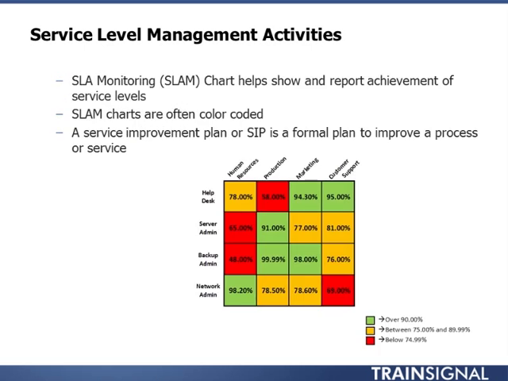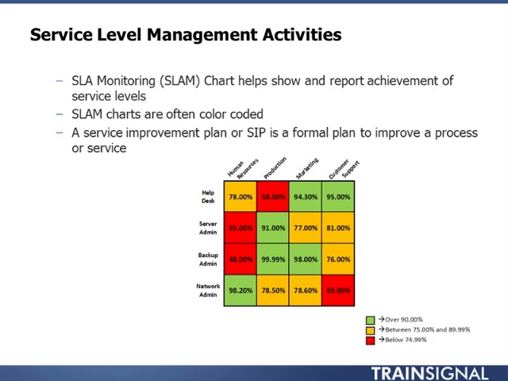Here's an example of a SLAM chart, or SLA monitoring chart. We can identify services and customer sets and put them in a matrix and determine against a particular KPI where we stand. In this example, we're talking about availability. We may have agreed availability targets of 90%. And in certain cases, we have met those requirements, and in others, we have not.